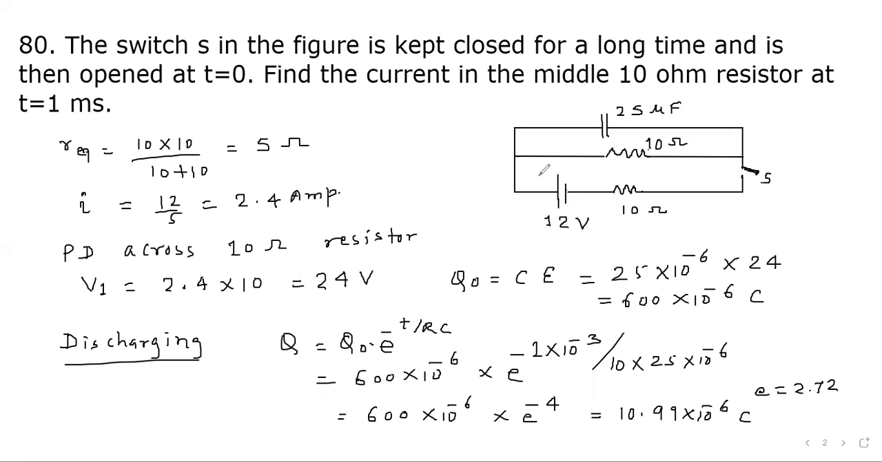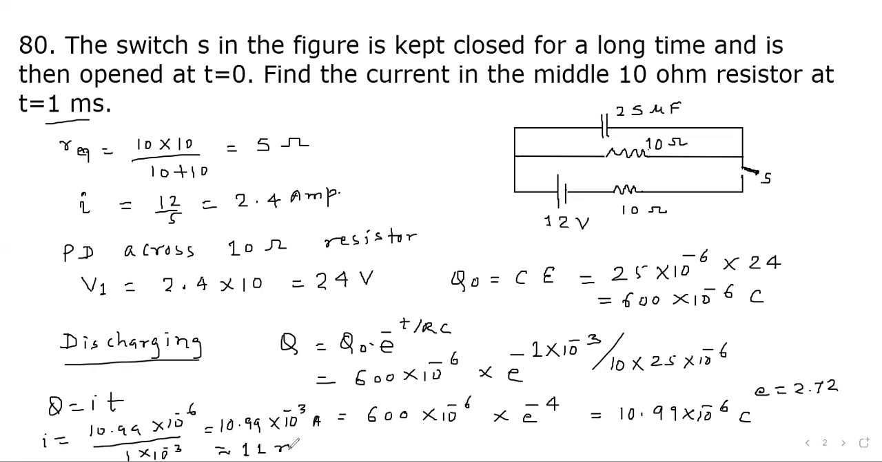Now we have to find out the current in this 10 ohm resistor. So we have Q, so Q equal to IT. So I equal to 10.99 into 10 to the power minus 6 divided by time. Time is 1 millisecond, so 1 into 10 to the power minus 3. So this will become 10.99 into 10 to the power minus 3 ampere, which is roughly equal to 11 milliampere. So this is our answer.